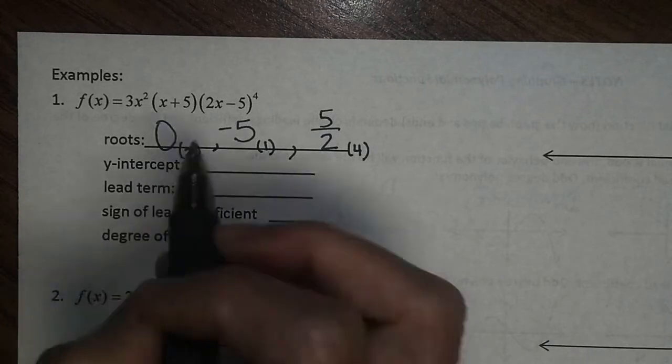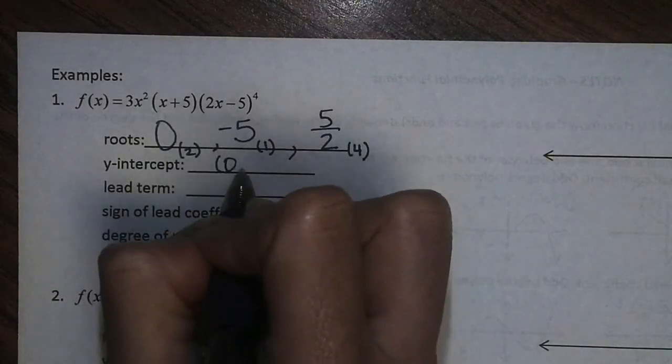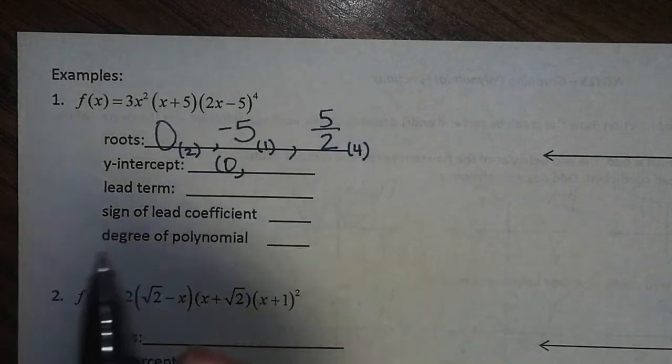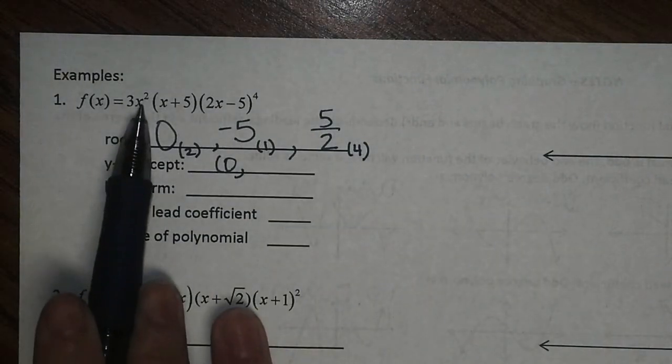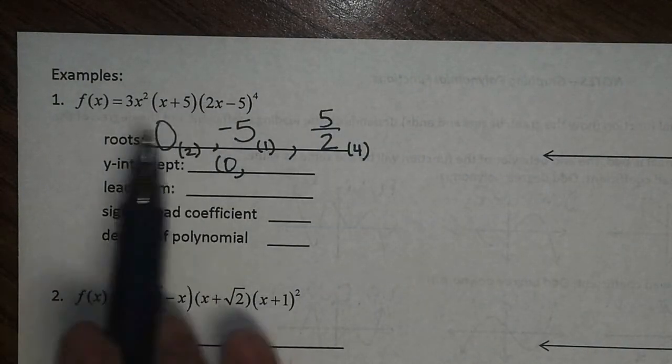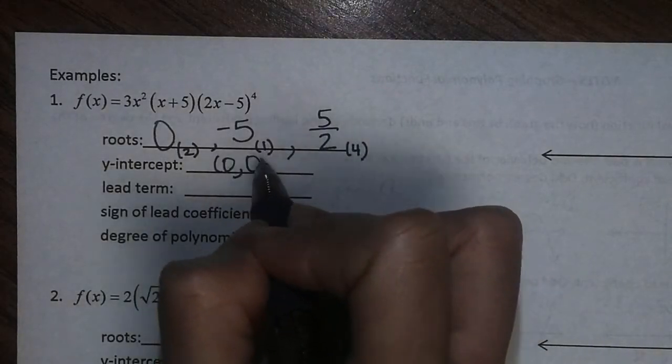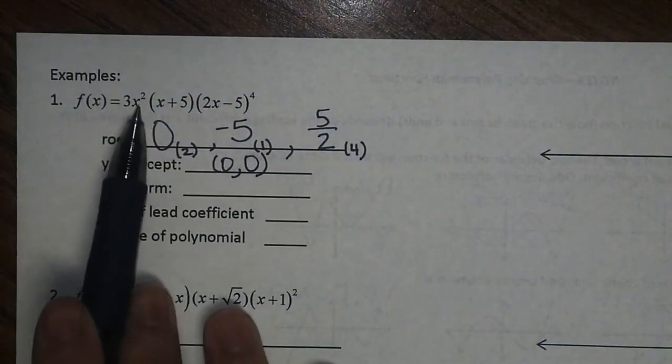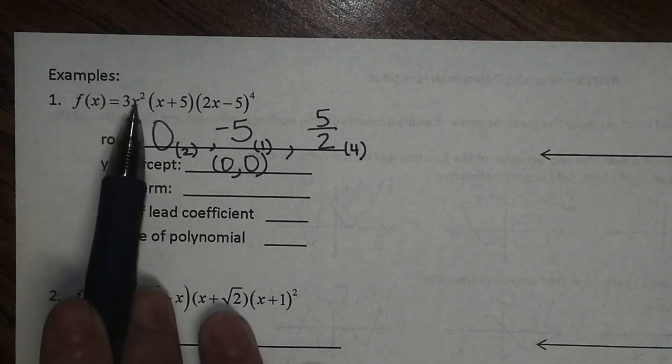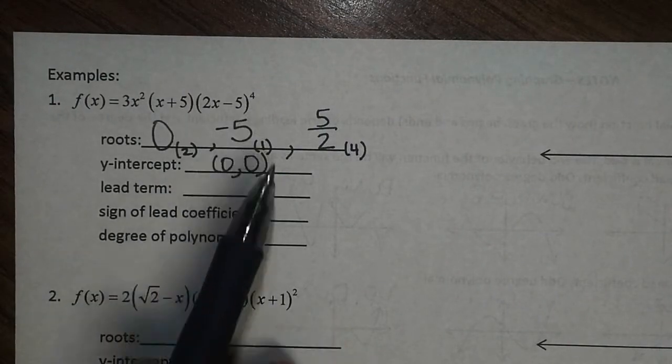Next, find the y-intercept. The y-intercept is just when x is 0. So if you plug in 0 times 0 plus 5 times, it looks like it's just going to be 0, because if you plug in 0 for x here, you're multiplying 0 times whatever, which is 0.